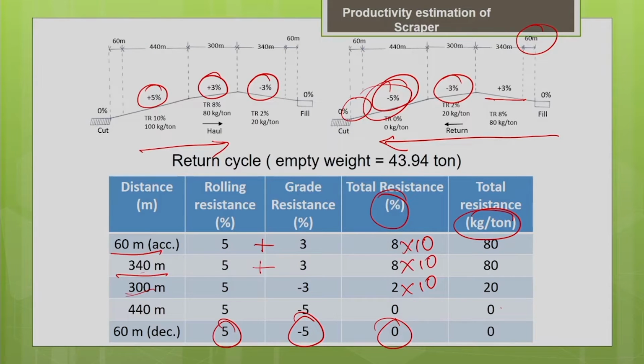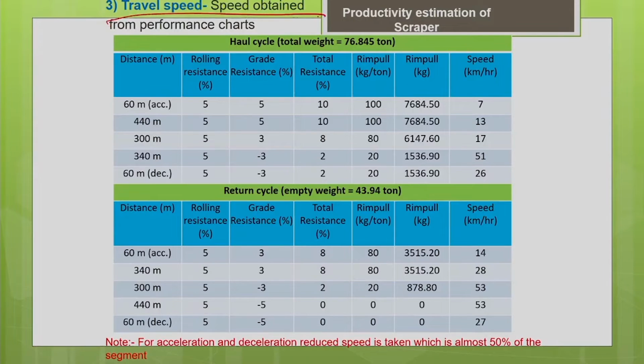In order to determine the speed of the machine, I need the help of the performance chart. If you know the total resistance, and if you know the gross weight of your machine, you can calculate the speed of the machine as we discussed earlier. Now I need to determine the travel speed from the performance chart. The total weight of the machine is expressed in tons. 1000 kg equals 1 ton, so you have to convert it into tons. During the haul cycle, it is in loaded condition, 76.845 ton. During the return cycle, it is empty, so the empty weight of the vehicle is 43.94 tons.